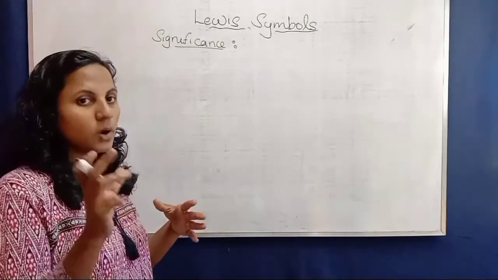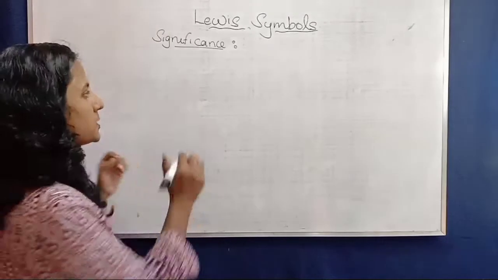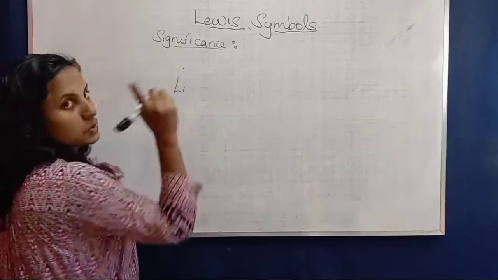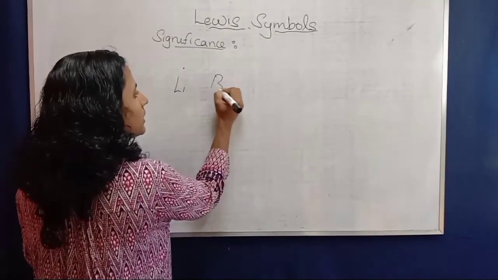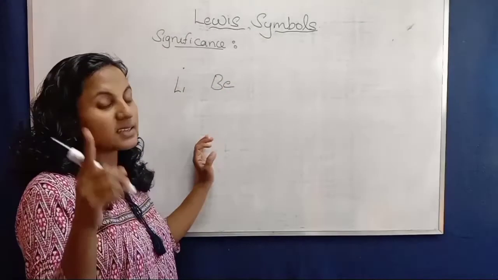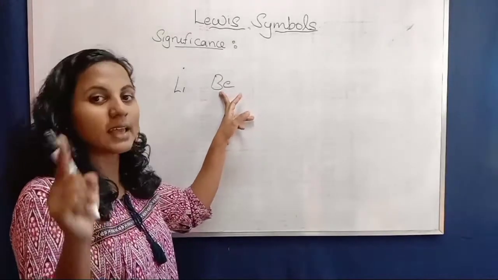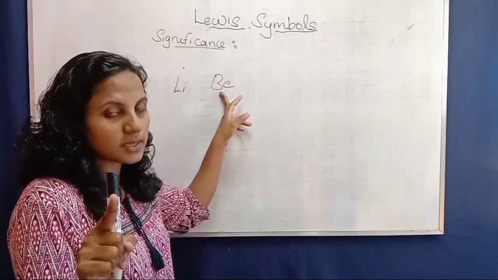We already know how to write the Lewis symbol for atoms. What is the Lewis symbol for lithium? This is the Lewis symbol for lithium. For beryllium, how can we write the Lewis symbol? As I have already said, this represents the nucleus plus the inner electrons, and the dot represents the outer electron.